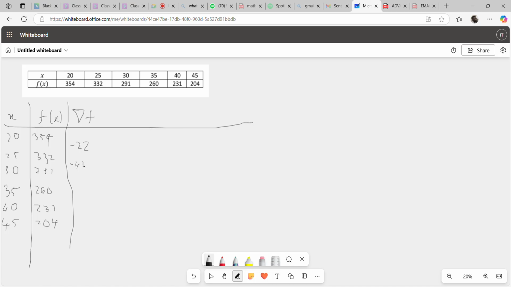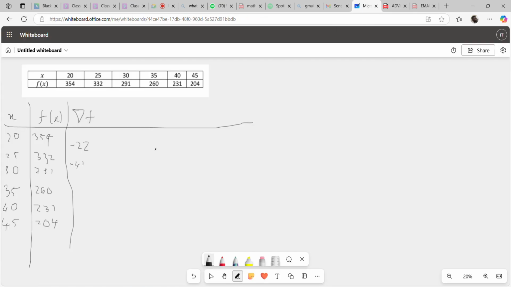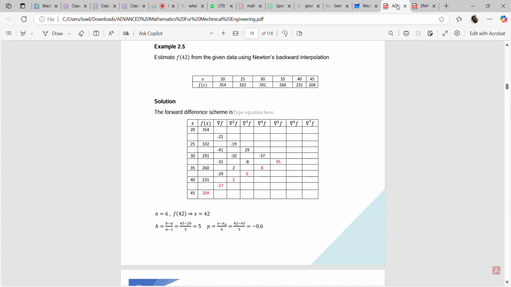Minus 41. 260 minus 291. This should be 20-something there: minus 31. You see how it is done. Low minus up. 231 minus 260 will be minus 29, if I'm not mistaken. Then 204 minus 231, what is it? It is minus 27.